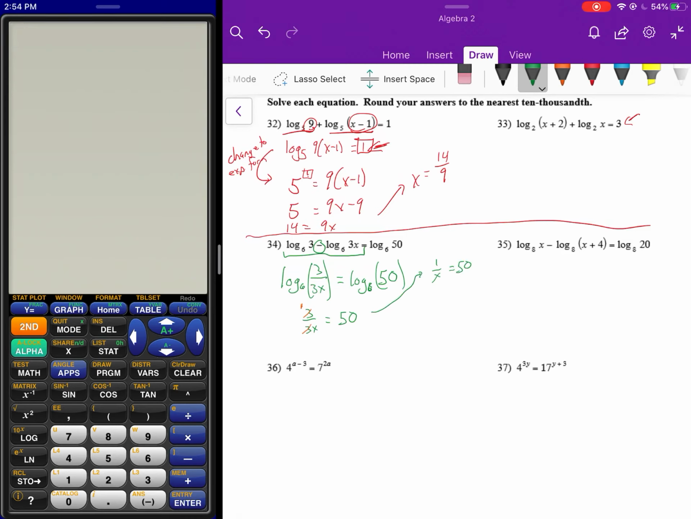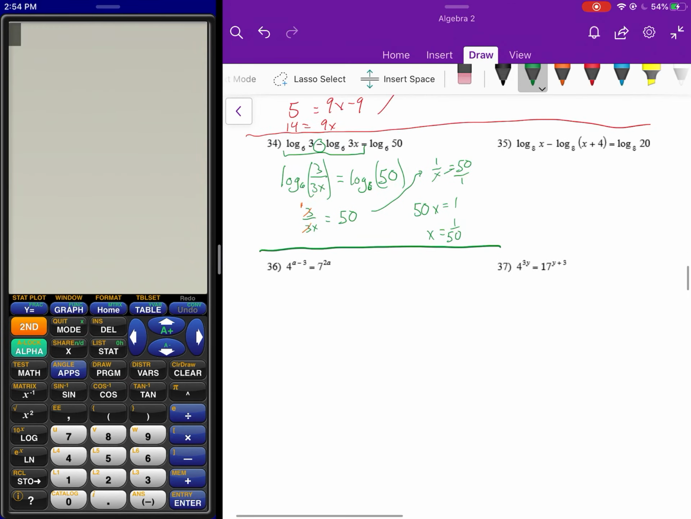And however you want to solve this, you can cross multiply. There's a couple different ways you can think through it, but if you think of this over 1, we got cross multiplying 50x equals 1, divide both sides by 50, and you get 1/50. X is 1/50. So that's 34, and then the last one we'll do is 36.